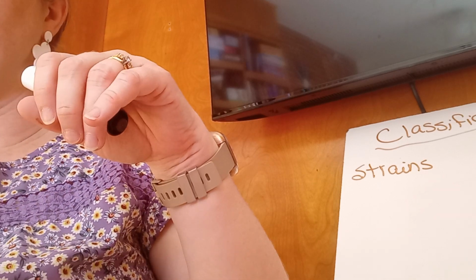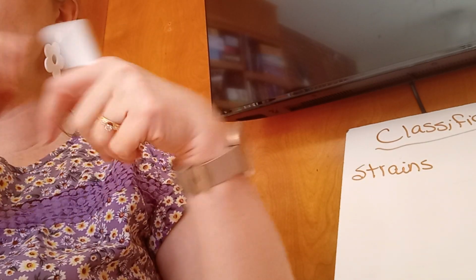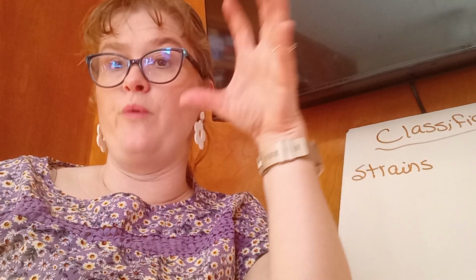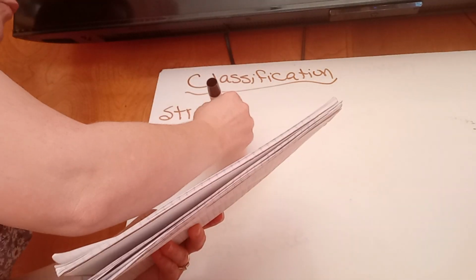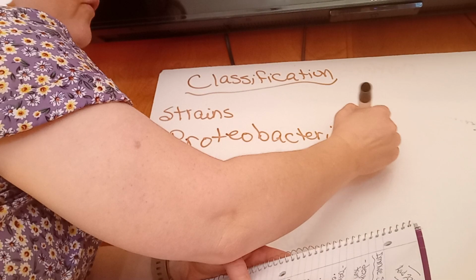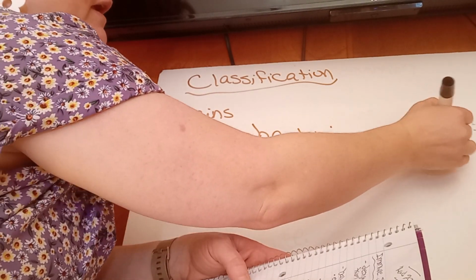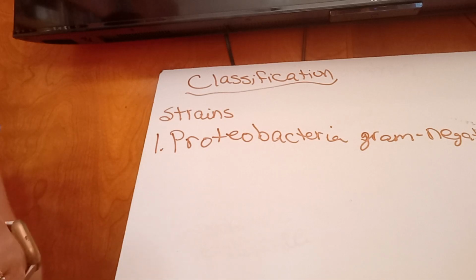So how are we deciding these? Remember we talked about the gram staining, gram positive staining versus gram negative staining. That's a big part of how we divide these up. So the first thing is Proteobacteria, gram negative. As you can probably guess, they are gram negative.